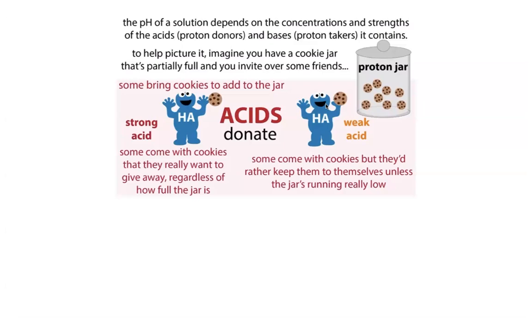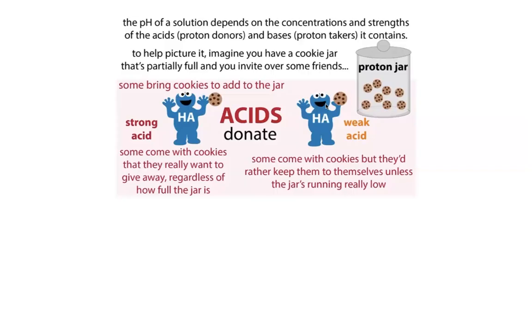But at a higher proton availability, when your jar is fuller, when your pH is lower, there's going to be lots of cookies around so that if it drops its cookie, you can find another cookie. But if that jar is pretty empty, then if it drops its cookie, it can't really find another cookie very easily. And therefore, the proton availability, the pH, is going to directly influence whether you're going to find that acid with a cookie or without a cookie, whether you'll find it in its conjugate acid form with the cookie or in its conjugate base form without the cookie.